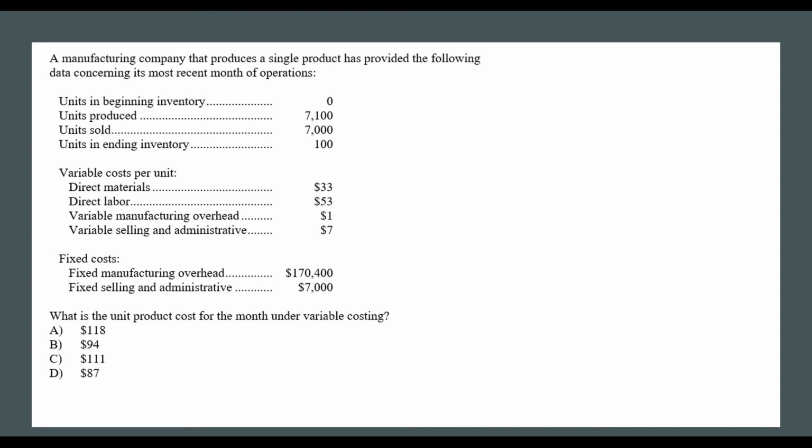Is it letter A, $118? Is it letter B, $94? Is it letter C, $111? Is it letter D, $87? So I'll be giving you another 5 minutes. It will be shorter because you're already familiar with this kind of structure, okay?